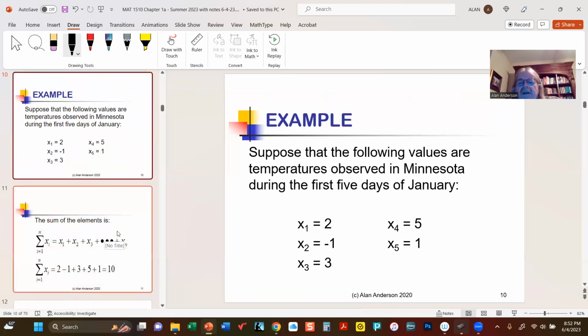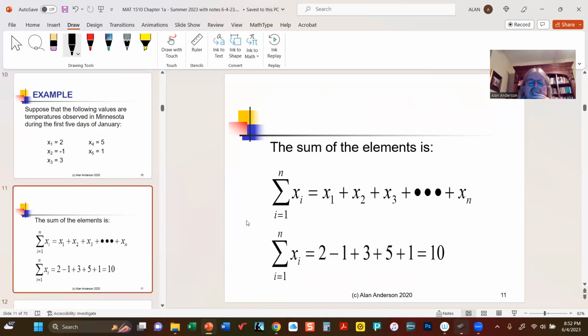And so just a quick example, imagine yourself looking at the temperatures observed in Minnesota during the first 5 days of January. So we have a sample here of 5 temperatures. And so when we apply the summation operator, what that's telling us to do is simply add up the 5 temperatures, and you can see that the sum is 10.